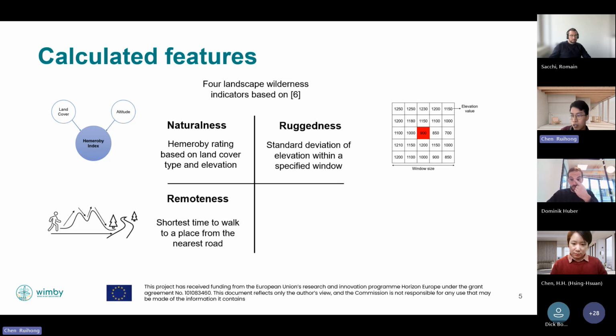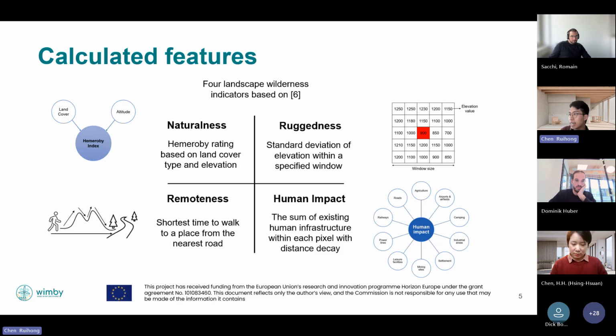And then the remoteness. We calculated across the whole of Europe the shortest time for any location to walk there from the nearest road. The last one is the human impact. Basically, that's the sum of the number of human infrastructures within each pixel, and here we consider 10 different infrastructures. So we have calculated these four indicators for the UK and also for Europe.